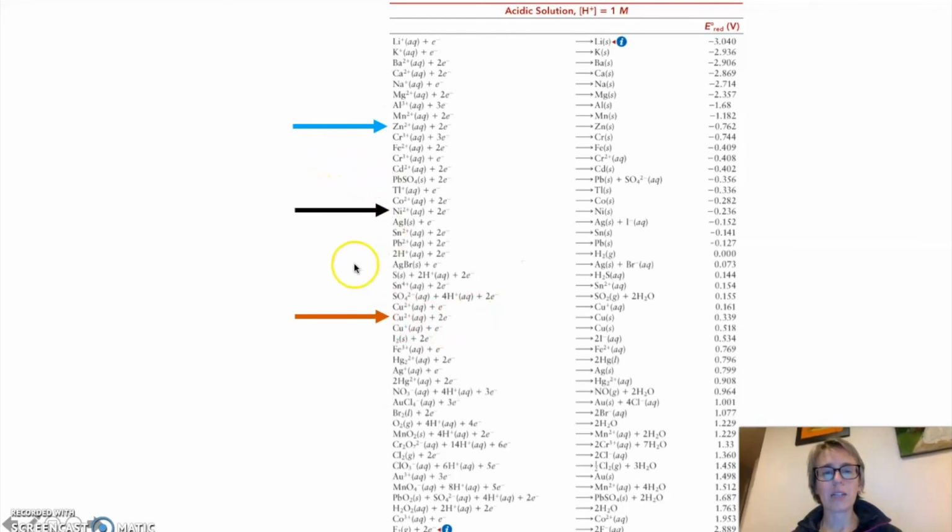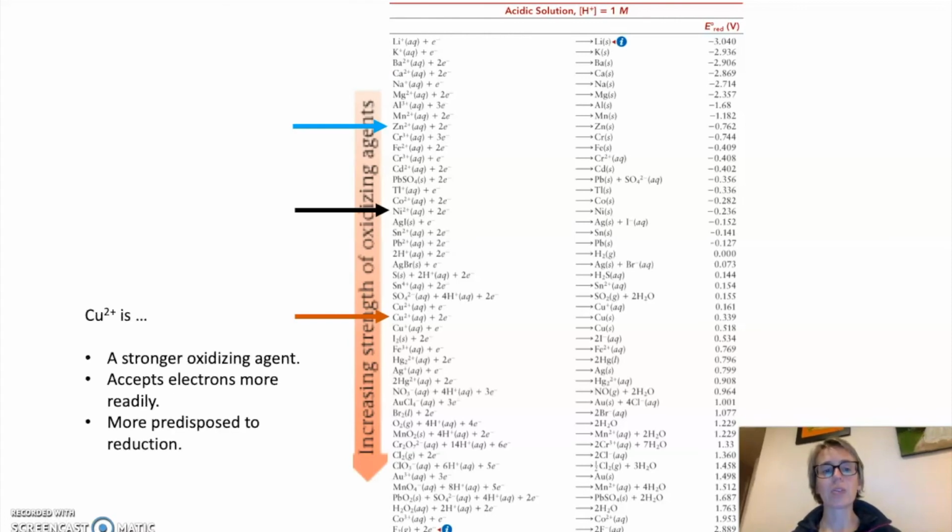So I've got this color-coded. Black is the reaction involving nickel. So they're all written as reductions again, but nickel accepting 2 electrons to form nickel metal. And copper's way down here. And if you recall, the lower down it is, the more positive that standard reduction voltage, the better it is at undergoing reduction, the stronger it is an oxidizing agent. So that's a pretty good clue right there. Copper's the stronger oxidizing agent. It's more prone to accepting those electrons.